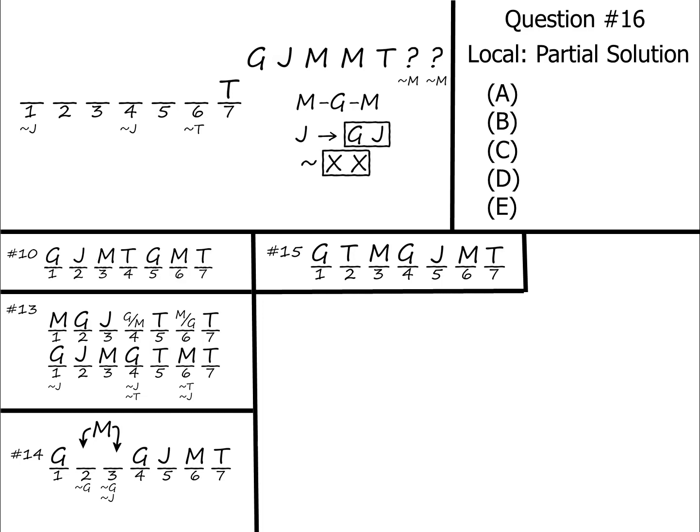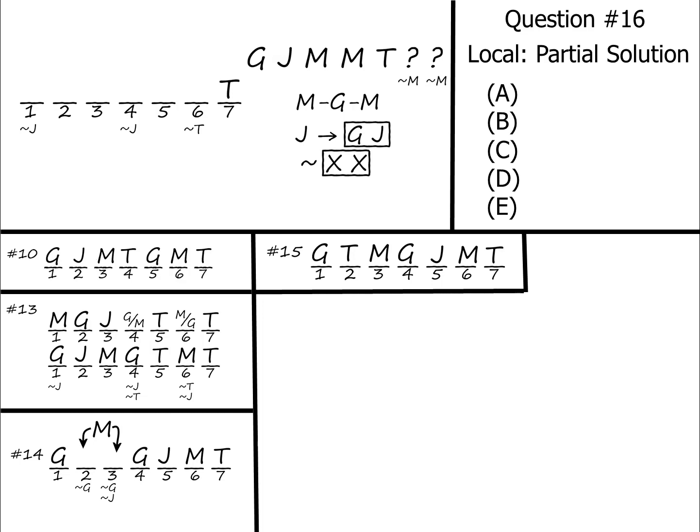A solution question says, show me everybody in weeks 1 through 7. A partial solution question pulls a couple of weeks out and asks about them instead of the whole. The best way to handle these is to rewrite your answers into the scratch paper so that you can see the spaces that they're not mentioning.